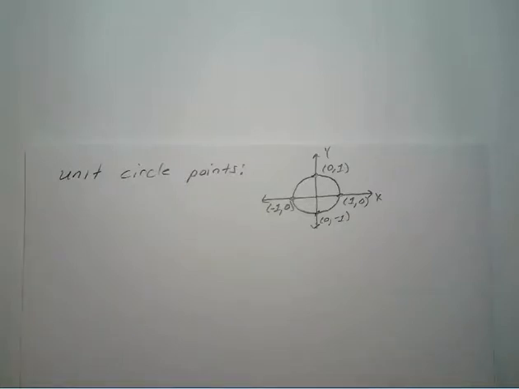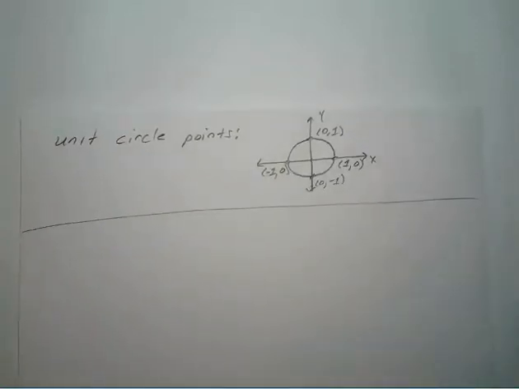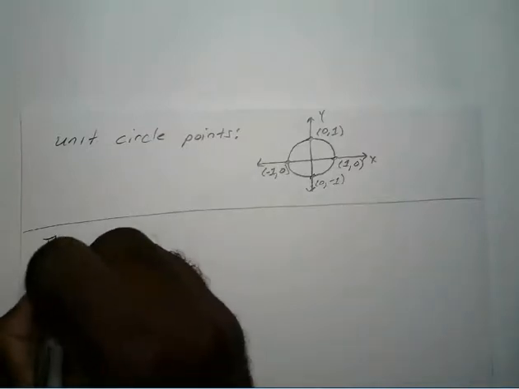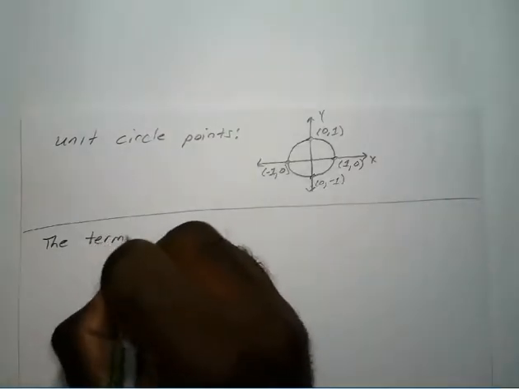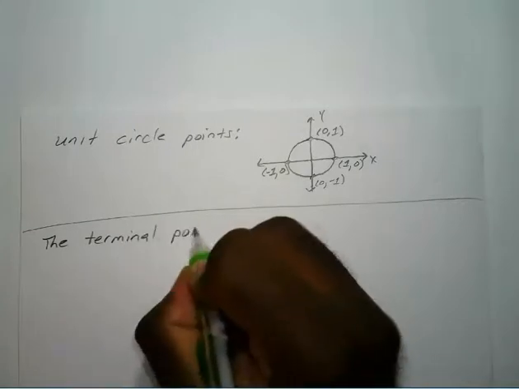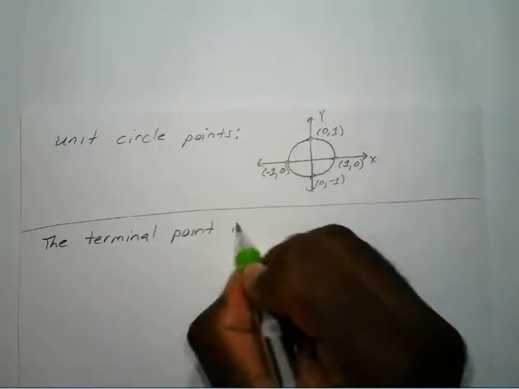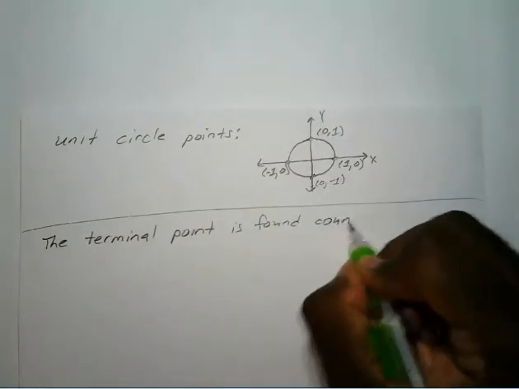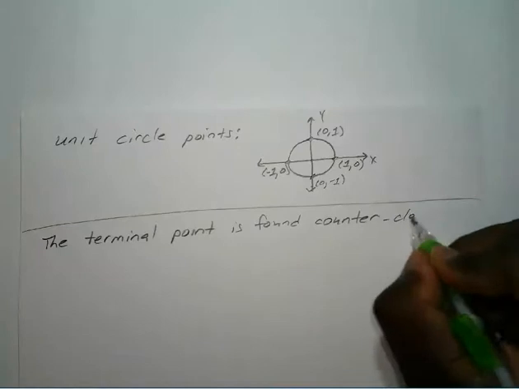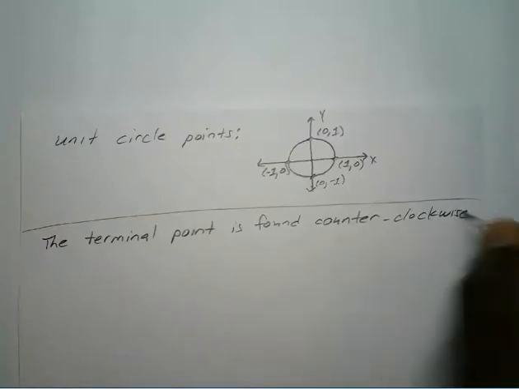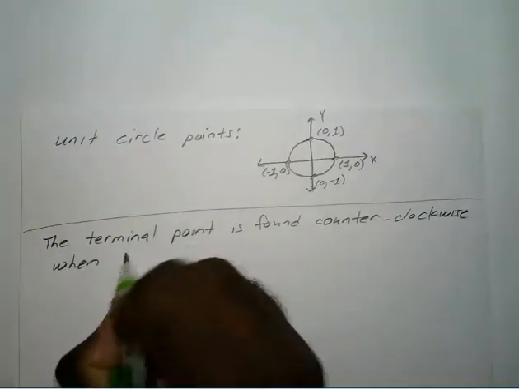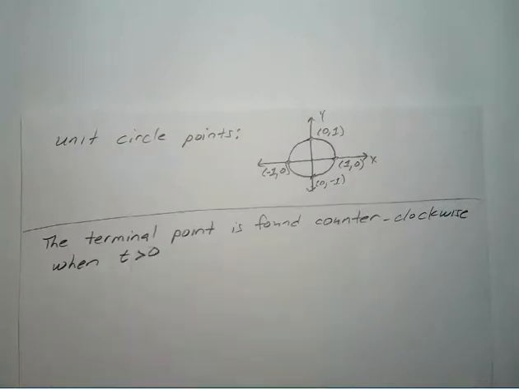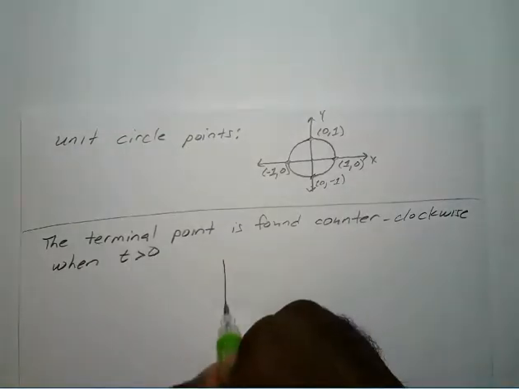Okay, so now we're going to look at what we call a terminal point. The terminal point is found counterclockwise when t is greater than 0. Okay, and what do we mean by that?